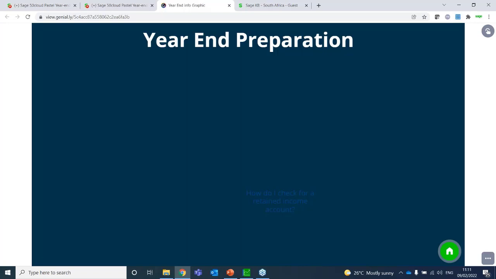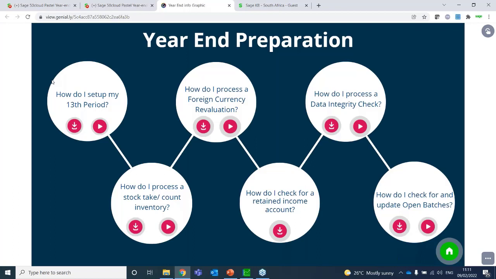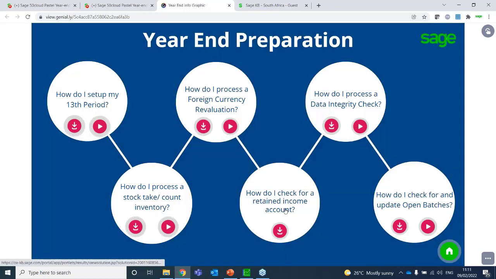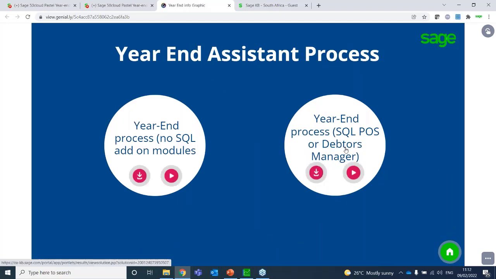Now guys, if you click here, this will take you to the document. This will play a video. So we've tried to obviously have as many videos as possible. Not everything has a video, but guys, honestly, if you don't know how to create the retained income account, we do have a video on how to create a GL account. But we have tried to do that. If you need to go back, you press the home button, year-end assistant, and again, guys, you'll see if you don't use SQL versus if you do use SQL.